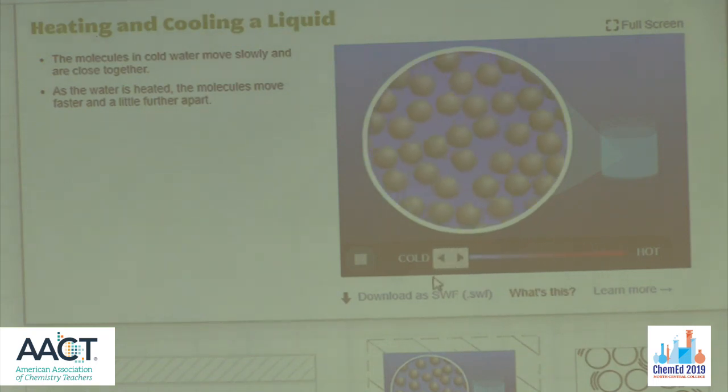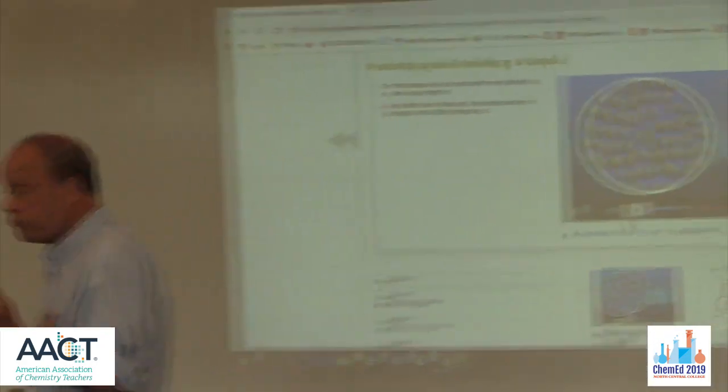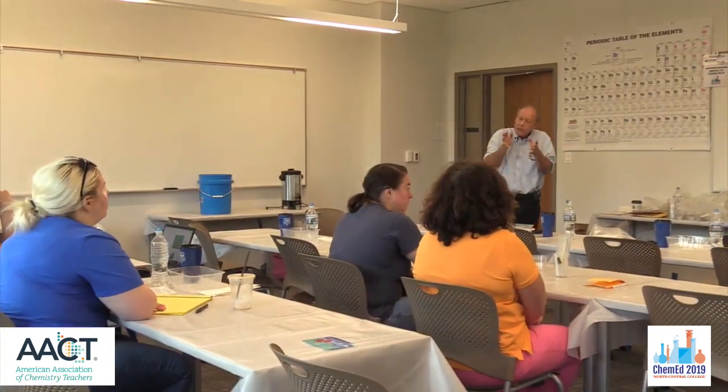So what do we know so far? We know that water molecules are attracted to each other and in motion. If you heat them, they move faster and get a little further apart. If you cool them, they slow down. It looks like they get a little closer together. Let's do one more activity from Chapter 1, and that deals with thermometers.